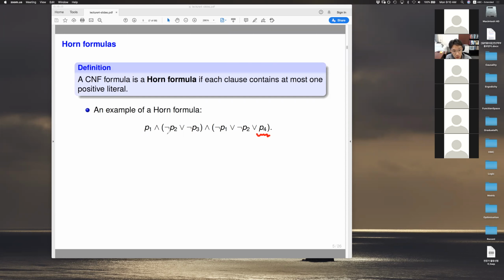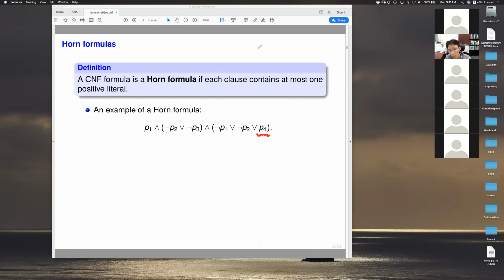The second one also satisfies the requirement, because it doesn't contain any positive literals. And the first one also satisfies the requirement because it only contains one positive literal. But note that it doesn't have to contain any negative literals at all. So just having P1 is okay. It meets the requirement of a Horn formula.